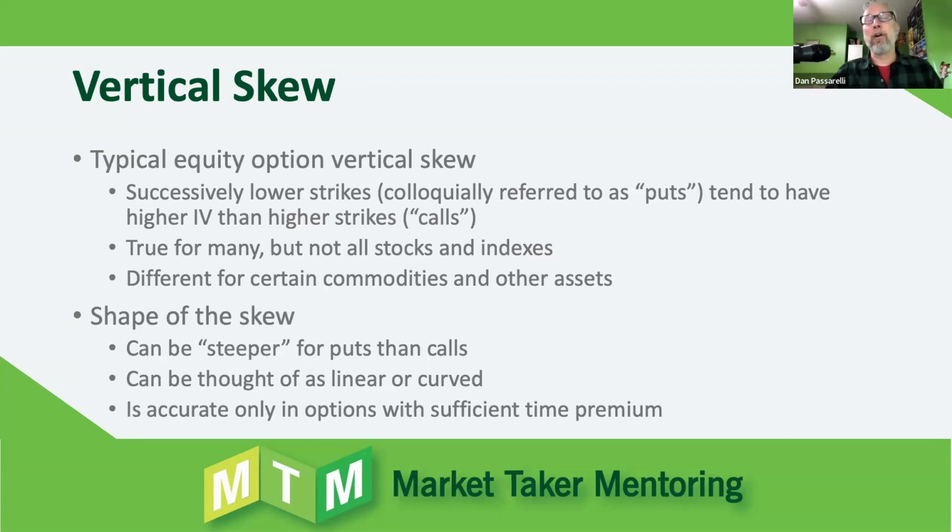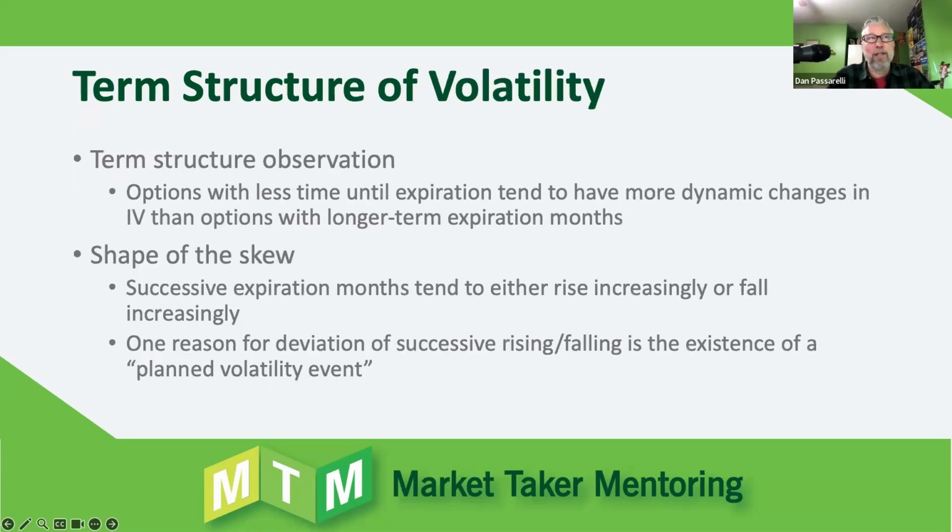This can be thought of as linear or curved, and it's accurate only in options with sufficient time premium. Once you get out, like I was looking at some stocks' options today, and they're like 0 bid at a dime. Well, that's just so wide of a market from a vega standpoint that the implied volatility is just going to be really thrown off. So once you get so far in or out of the money, you just kind of stop looking at the volatility.